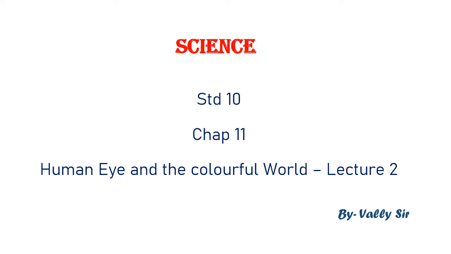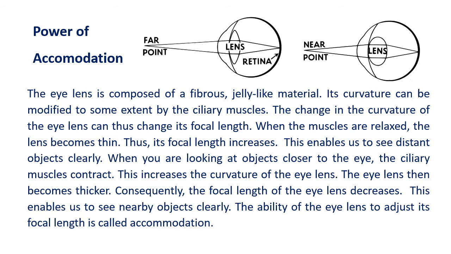Now, in today's lecture, we'll first see the power of accommodation. We did this in the previous chapter. What you already know here is we can see faraway things and nearby things by the contraction and the relaxation of the lens, which is done by the ciliary muscles.